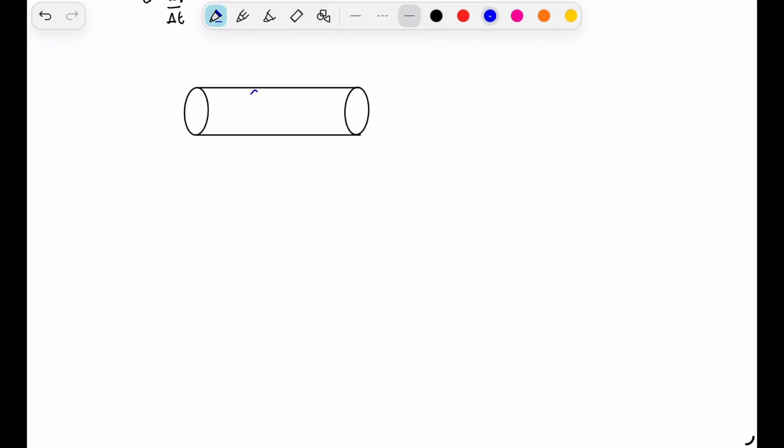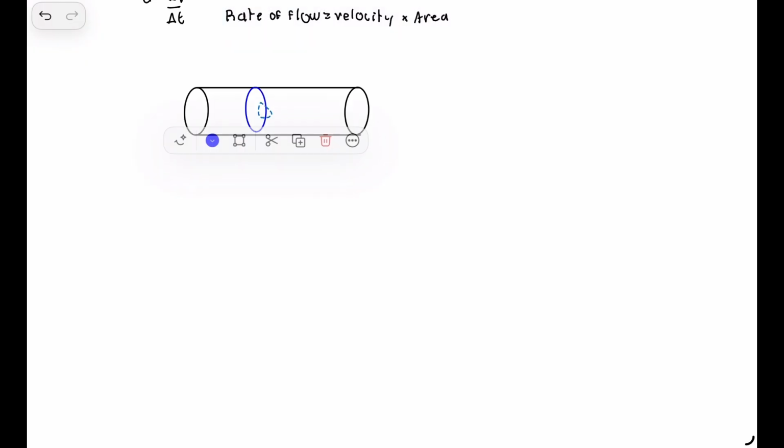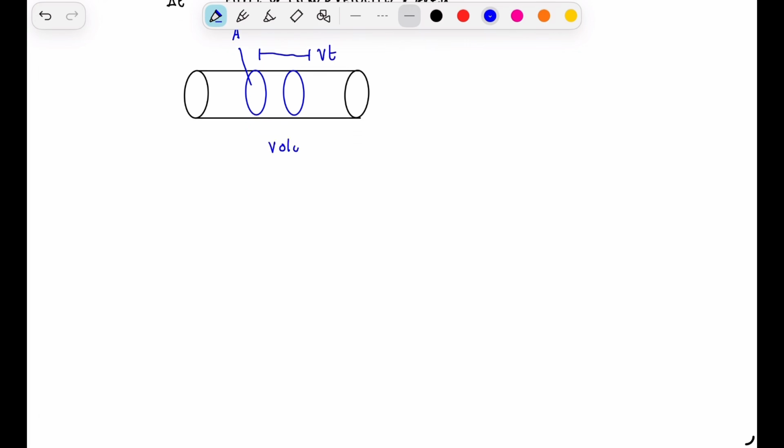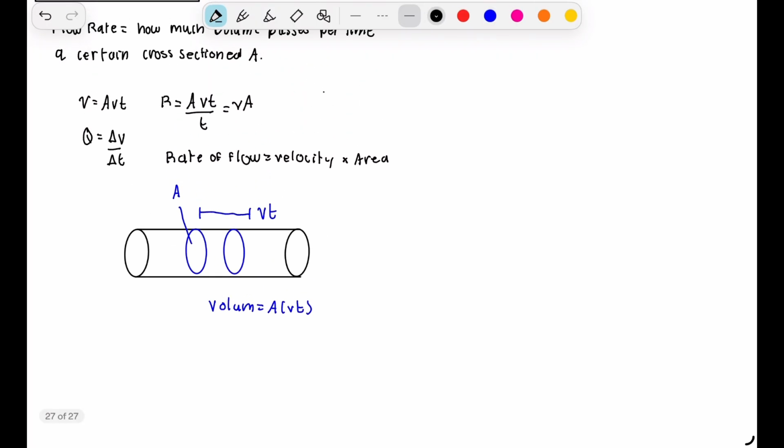So let's say that you wanted to find the volume of this portion here, of this cylinder. So you have to find the area of that face. You want to find this, and you find V T. Your volume will equal A times V times T. So your units are going to be in meters cubed over seconds.